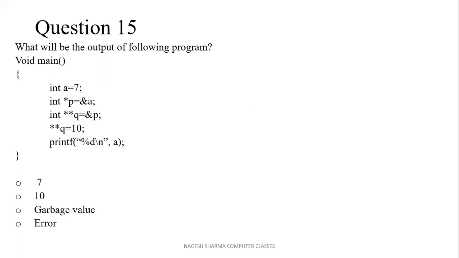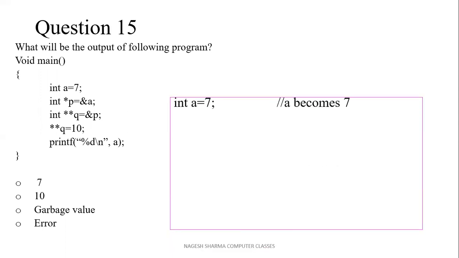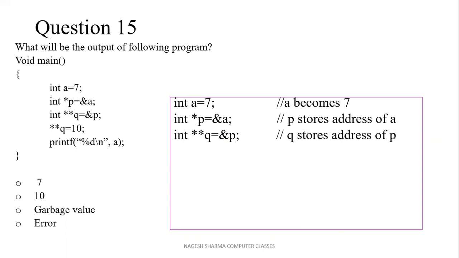What will be the output of the following program? void main, int a equal to 7. So in this problem, you can see first statement is int a equal to 7, a will become 7. Second, int *p equal to &a. Here a pointer p has been declared, and it stores the address of some integer, that is a. So int **q equal to &p. So q is a pointer to pointer, so it stores the address of pointer p.